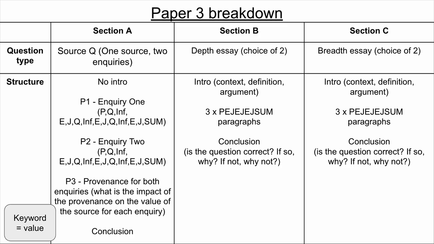And then section B is the depth essay, so just the same as paper 1 and paper 2. Intro, 3 paragraphs, and conclusion. Section C is a breadth essay. Again, the same structure, but the key tip for paper 3, section C is really ensuring you get that coverage, that you cover the whole time period. To reach level 5, you need to cover 75% of the years in question. So as you're planning your essay, think about, have I covered evidence from the early, middle, and late periods? Okay, so that's paper 1, 2, and 3 breakdown.